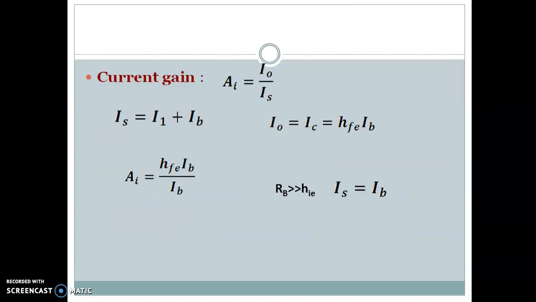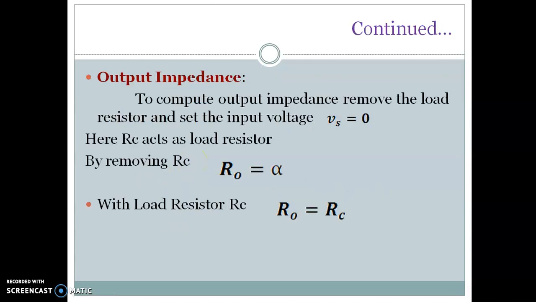Next, your AI. IS is equal to I1 plus IB. But I1 is going to be a very small quantity because RB is a very large value. So therefore IS is approximately IB. So you can write A is equal to HFE IB by IB. So IB will get cancelled. So A is approximately HFE.